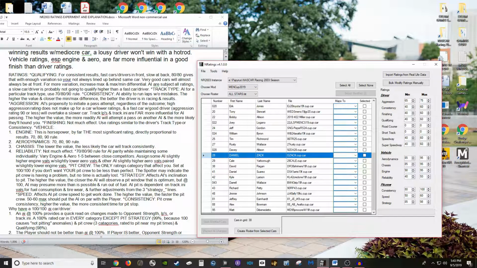And consistency is the AI ability to run laps and not make mistakes. So driver consistency. How consistent is the driver? Are they going to run the same lap times every single time? Or are they going to make mistakes?